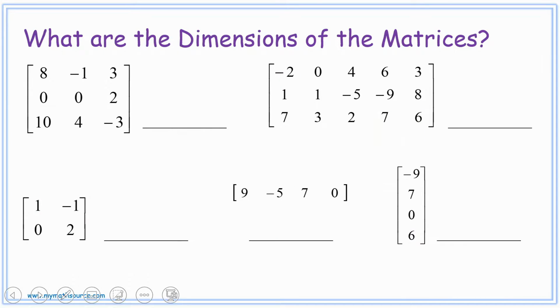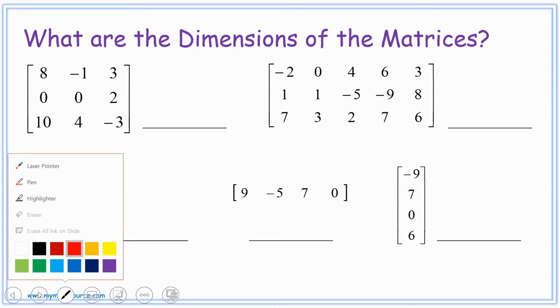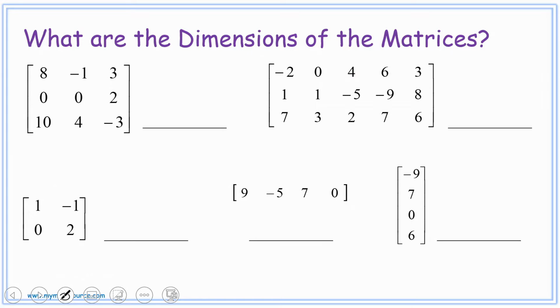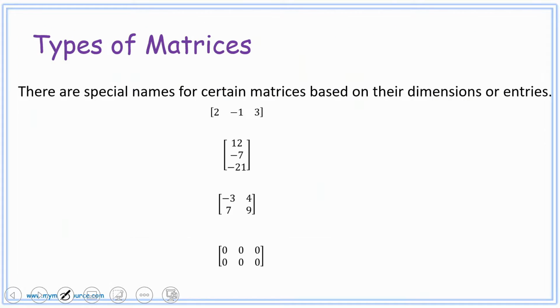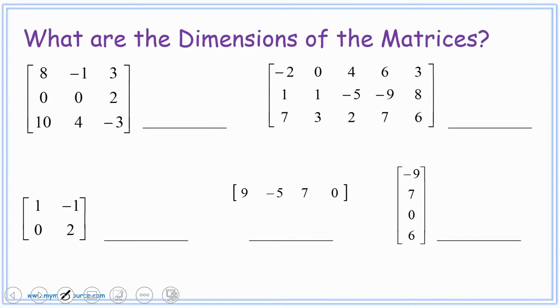So if we just wanted to know what the dimensions of the matrices are, we can do that simply by looking at the rows and columns. And we can write them in the cross product form. So this first one that we have here is a 3 by 3 matrix. It has three rows and three columns. The second one here, if you count the amount of rows it has, it has three rows there. But how many columns does it have? 1, 2, 3, 4, 5. So that's a 3 by 5 matrix.